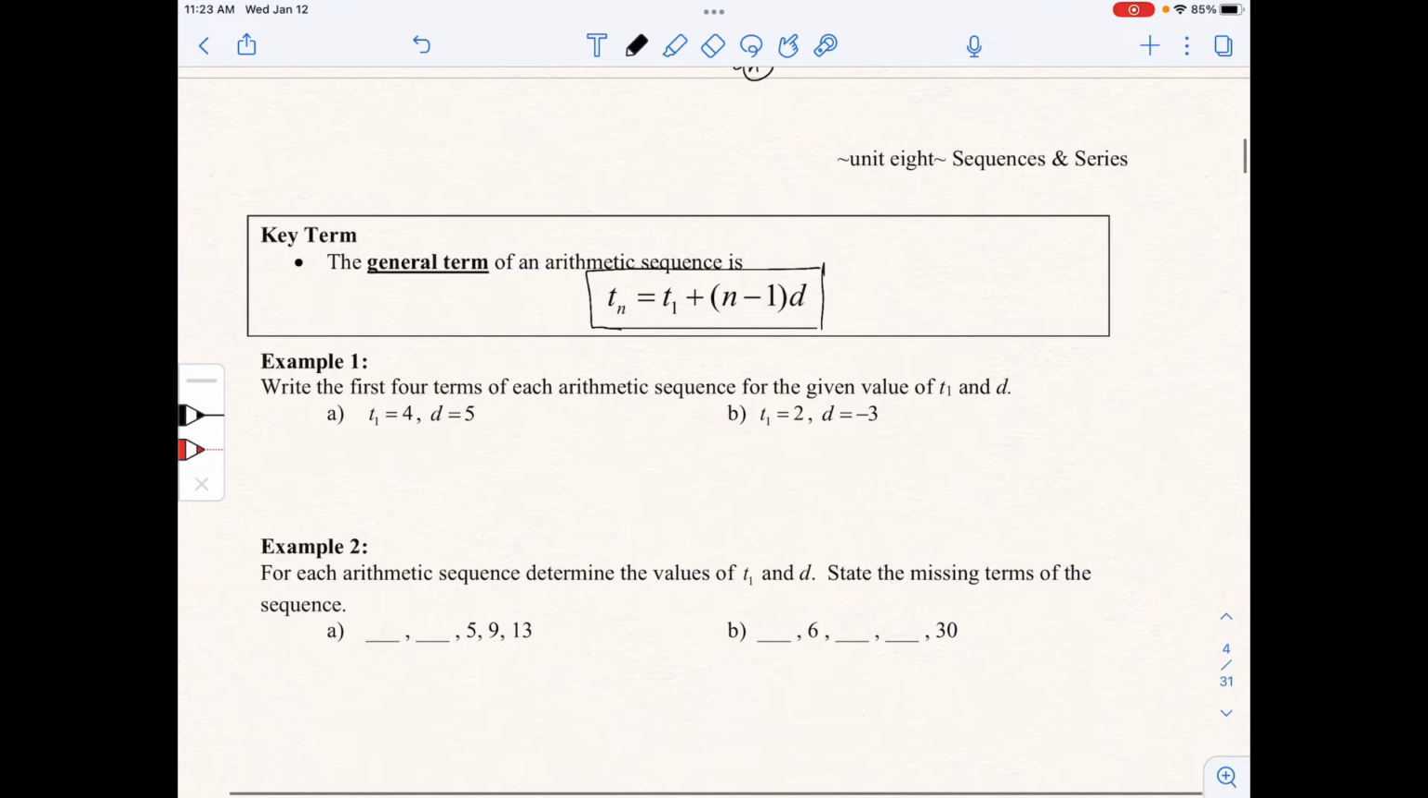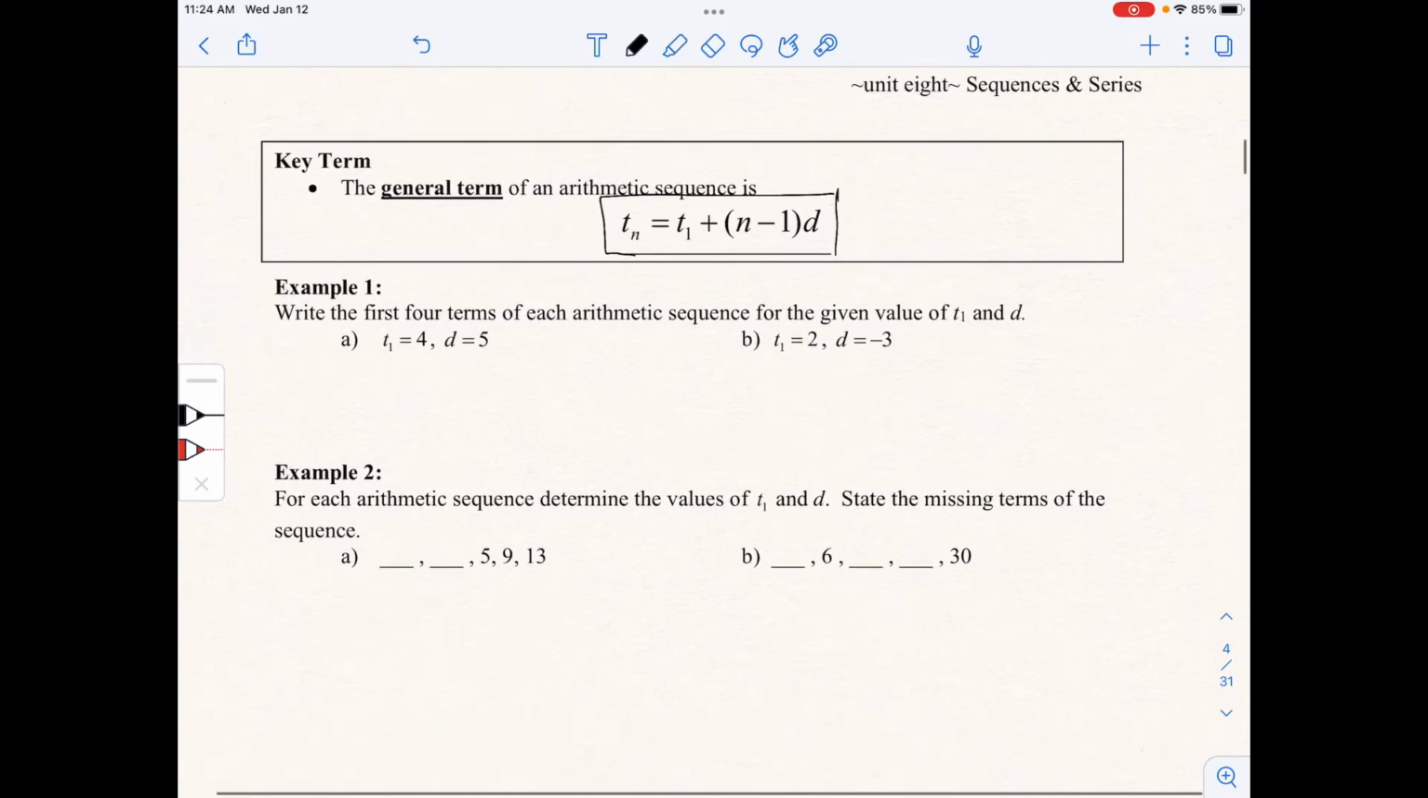So for example, write the first 4 terms of each arithmetic sequence for the given value of T1 and d. My first term is 4, difference of 5. The next term is going to be 9, 14, and 19. We want the first 4 terms, so we don't need a formula there at all. We can just write them down.